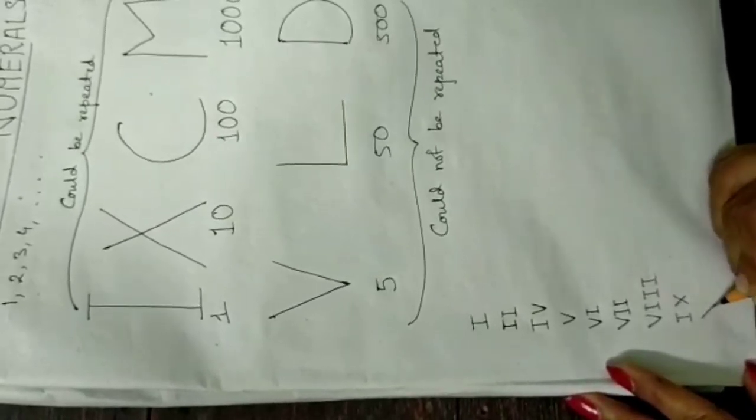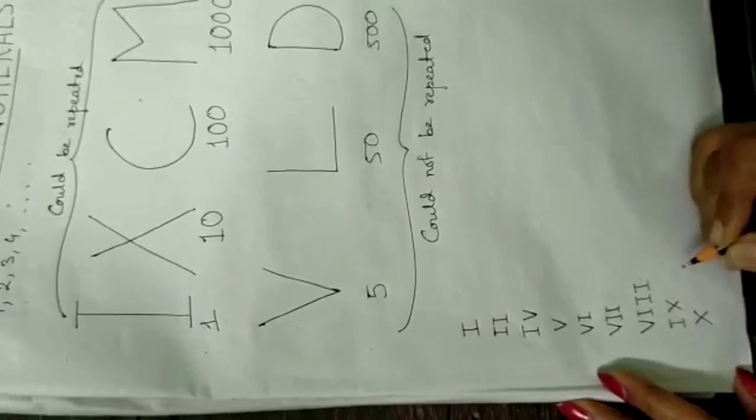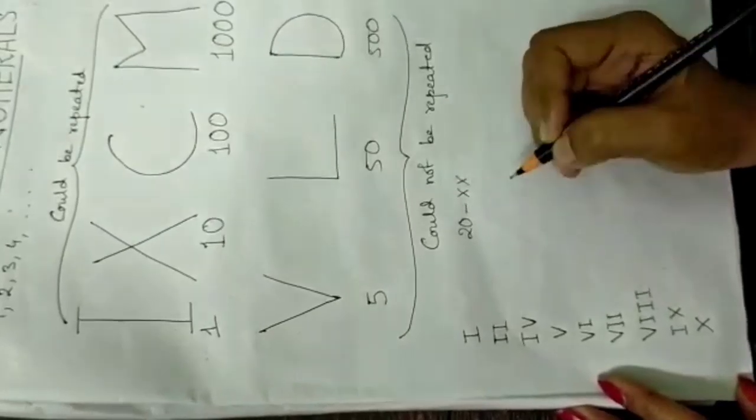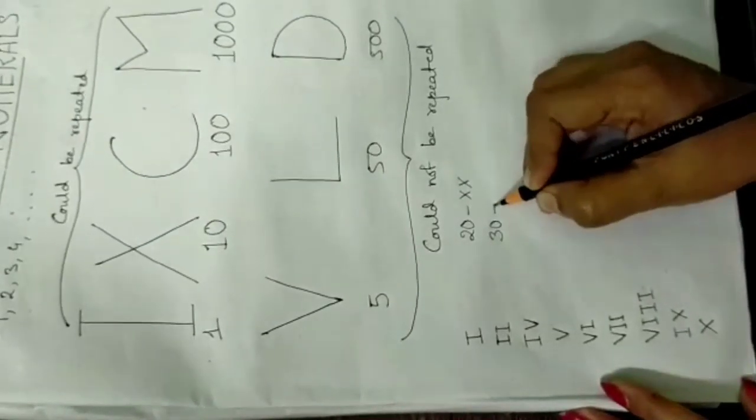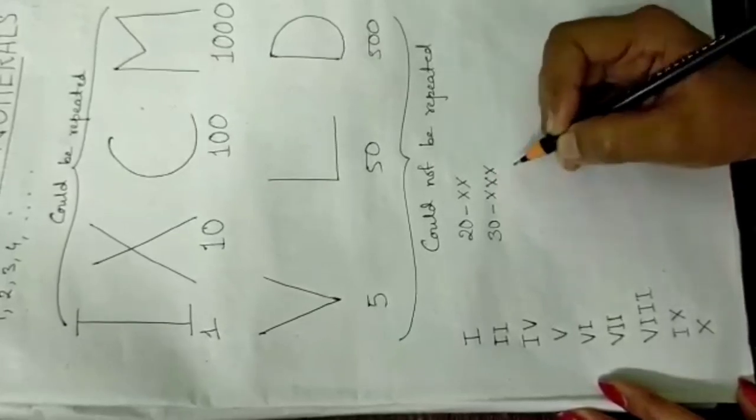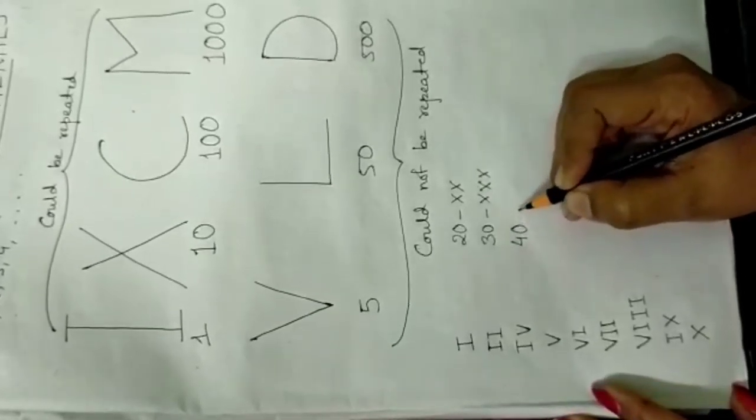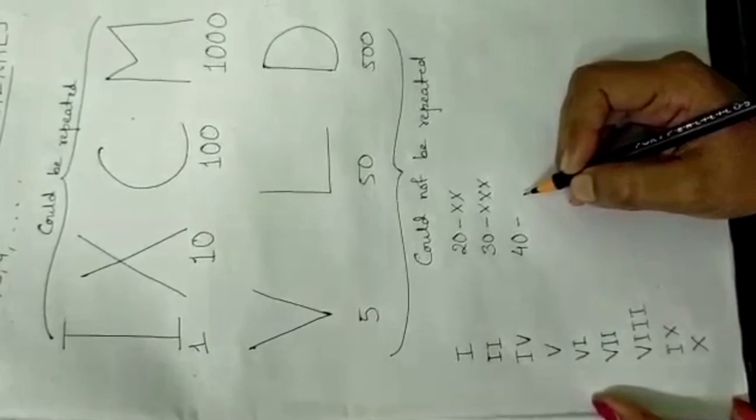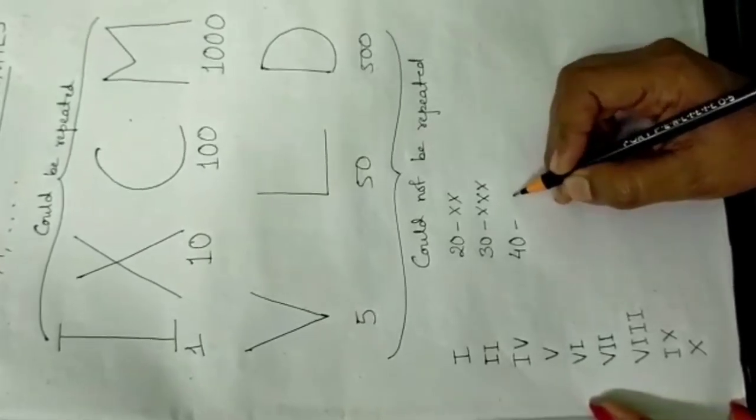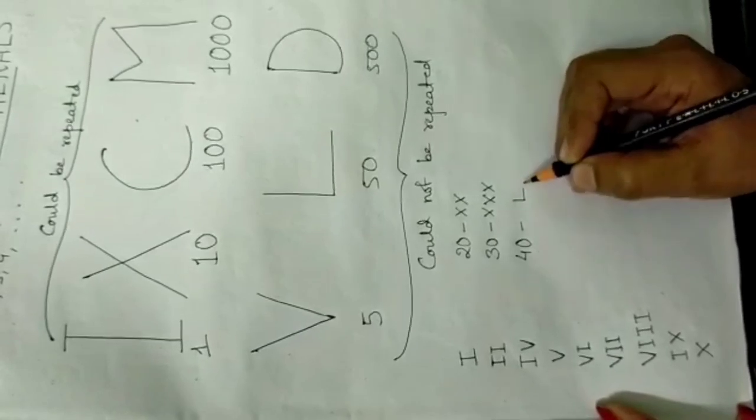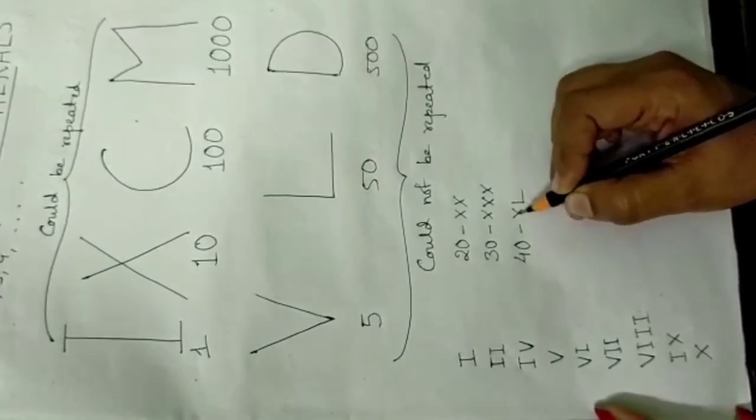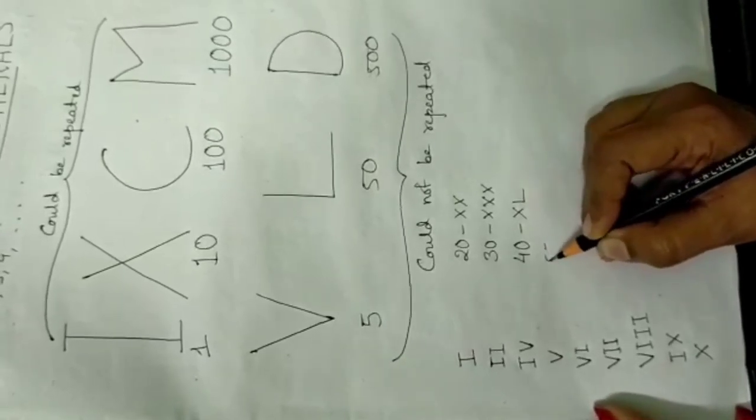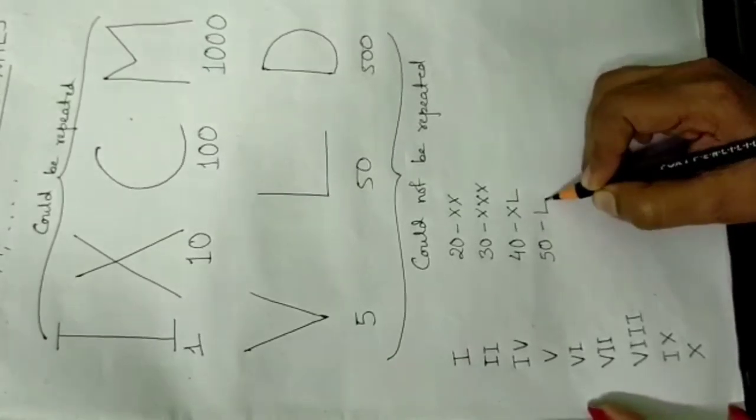For 10, you simply write X. When you are writing 20, you have to repeat X twice. For writing 30, you have to repeat X thrice. Now, when you are writing 40, again, you cannot write X 4 times. So, what will you have to do? You will have to take away 10 from 50. So, 50 means L. Taking away 10 means writing X before L. That makes 40.